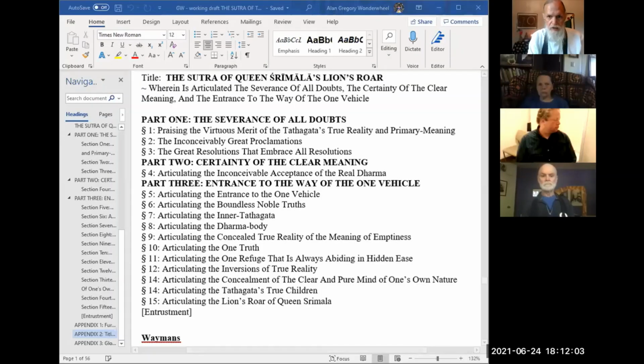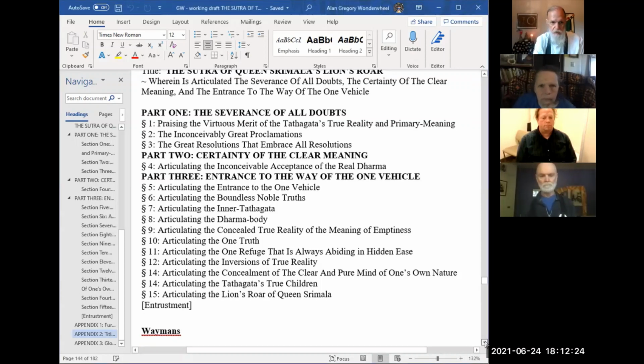Here's the outline. This is the outline as I've labeled the sections and parts. And where we are is in the middle of section 2, part 1, section 2. I just thought I'd share this with folks for a little bit.